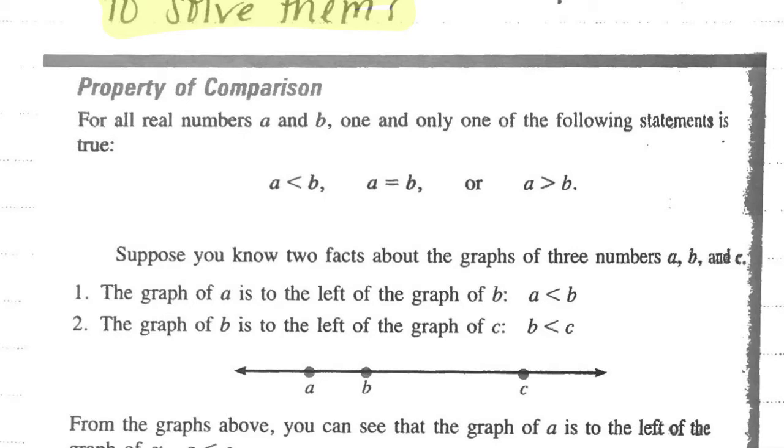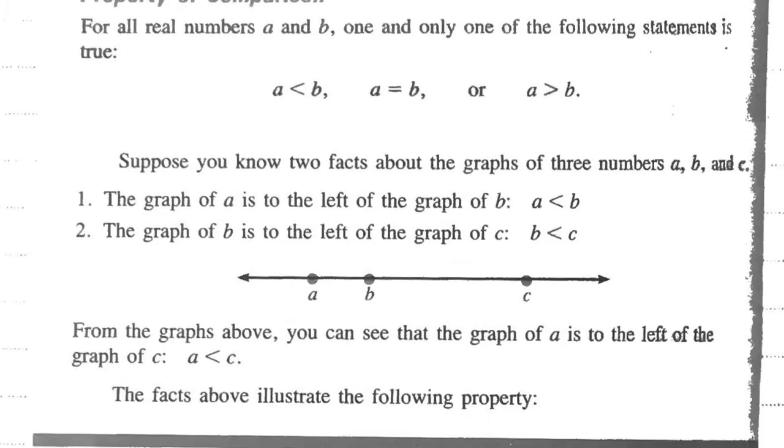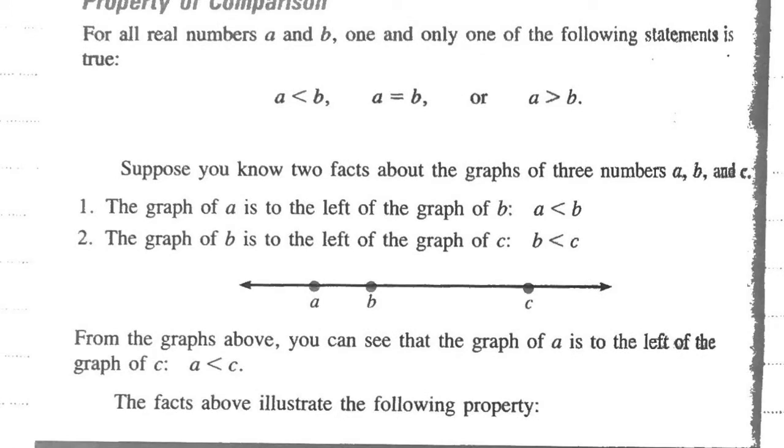Suppose you know two facts about the graphs of three numbers, a, b, and c. The graph of a is to the left of the graph of b. Therefore, a is less than b. The graph of b is to the left of the graph of c. Therefore, b is less than c. From the graphs above, you can see that the graph of a is to the left of the graph of c, so a is less than c.